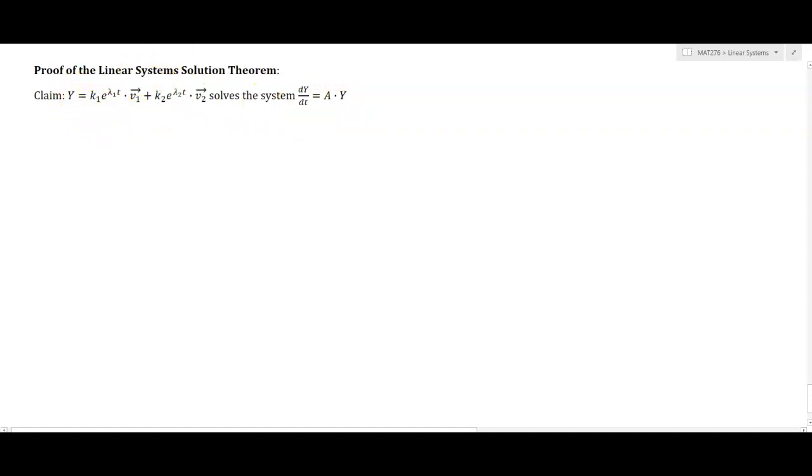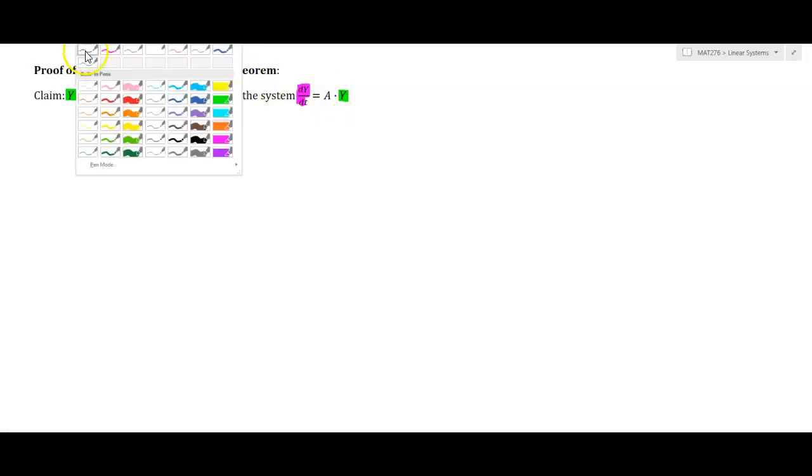I need to make sure that when I plug in what y equals for y here, and when I plug in the derivative of y over here, the two sides are going to be equal to each other. But what I don't yet have is the derivative of that vector y. So dy/dt is going to be the derivative of the right-hand side with respect to t: k1 e to the lambda 1 t v1 plus k2 e to the lambda 2 t times v2.